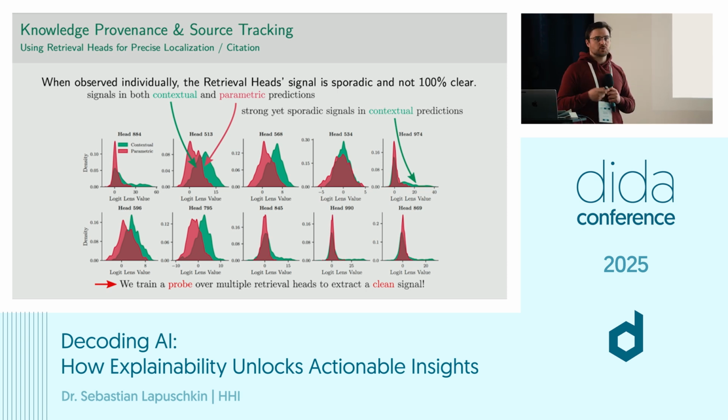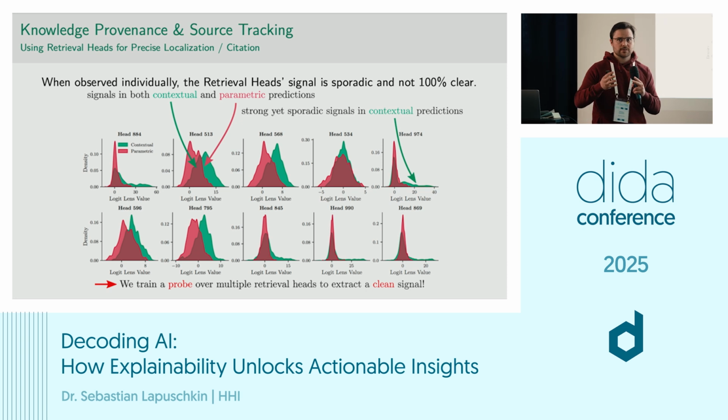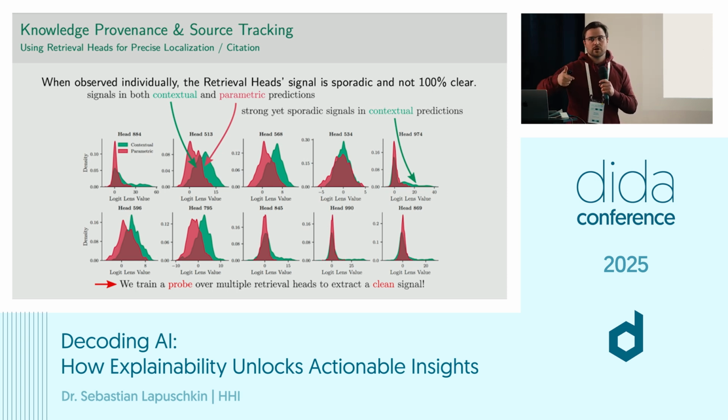And we used this NQ-swap dataset again because it has a question, and it has the original context and the counterfactually manipulated context, so we know the ground truth of the two true answers it can give.